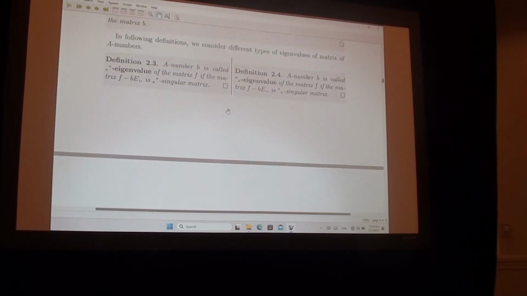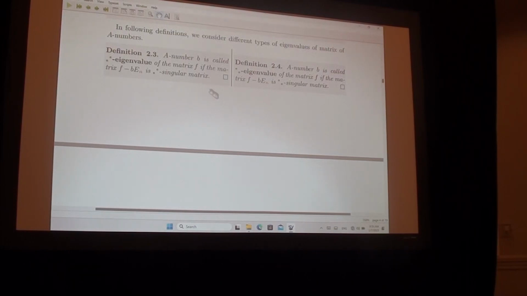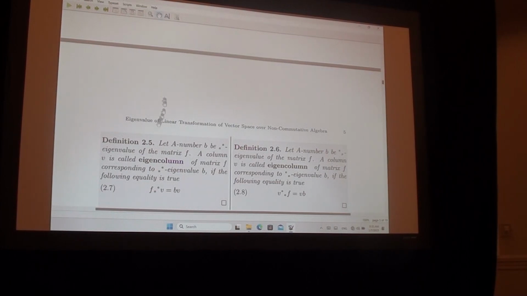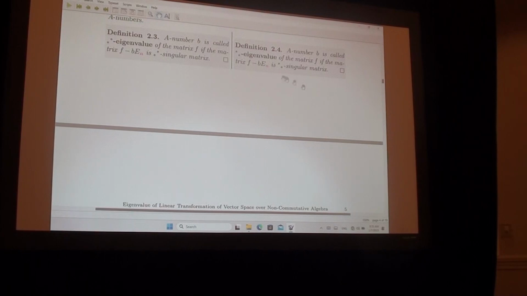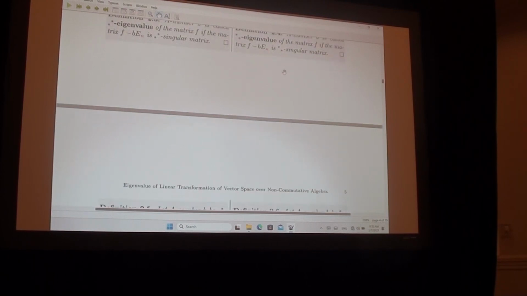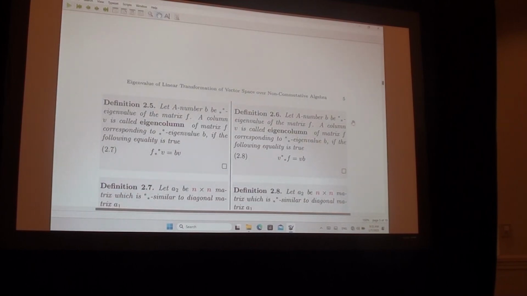In the following definitions, we consider different types of eigenvalues of matrix of A numbers. A number B is called RC eigenvalue of matrix F if the matrix F minus B is an RC singular matrix. And column B is called eigencolumn of matrix F corresponding to RC eigenvalue B if equality 2.7 is true. Similar definition. A number B is called CR eigenvalue of matrix F if the matrix F minus B is a CR singular matrix. And column B is called eigencolumn of matrix F corresponding to CR eigenvalue B if equality 2.8 is true.